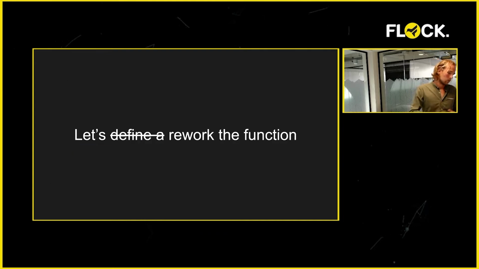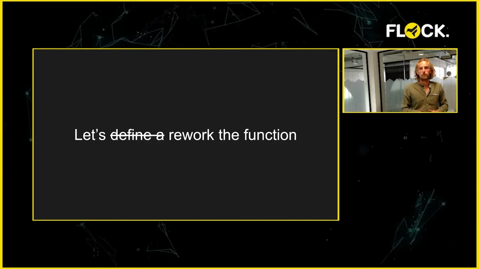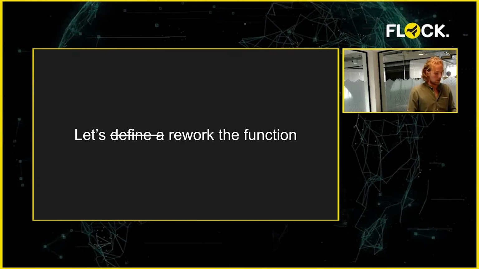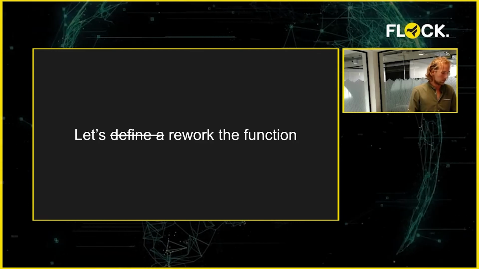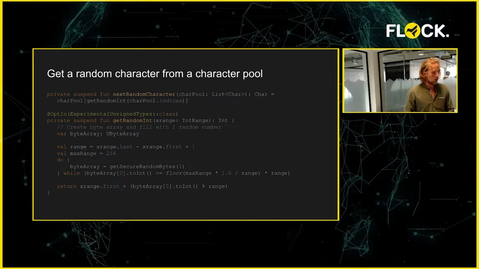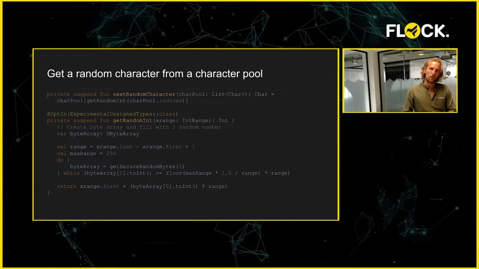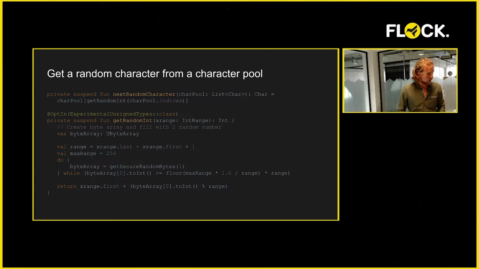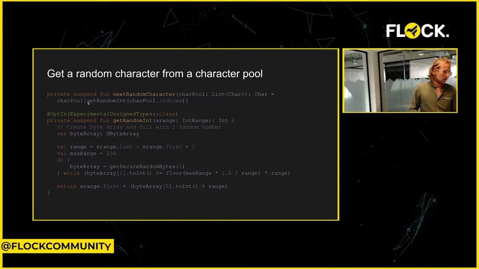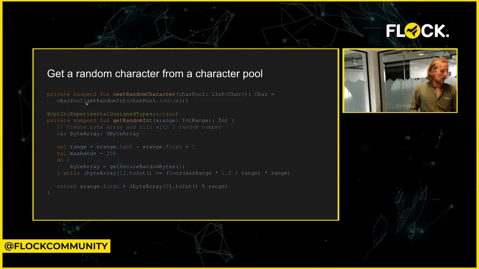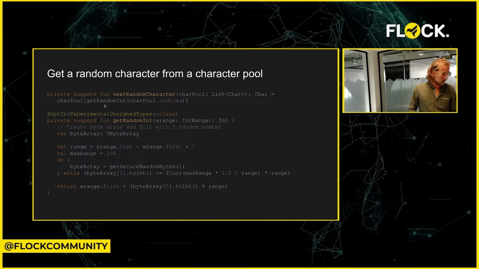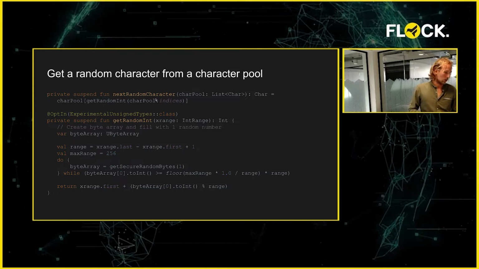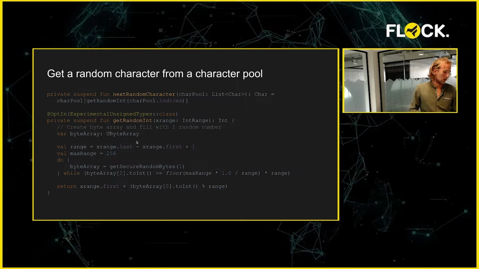Okay, sure. Knowing that, we're going to rework the function a little bit, and then we're going to see where we need to find a hook to the platforms, because of course we need to do some platform-specific work here as well. So we're going to focus on getting a random character from that character pool. So we have a character pool with essentially a list of characters, and we basically say from that character pool, get a character at a certain index, and that index is determined by getting a random int based on the size of the character pool.